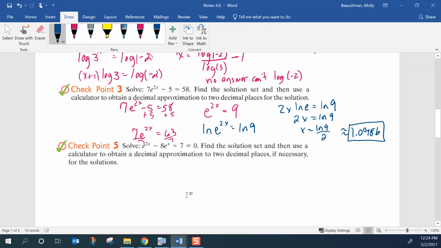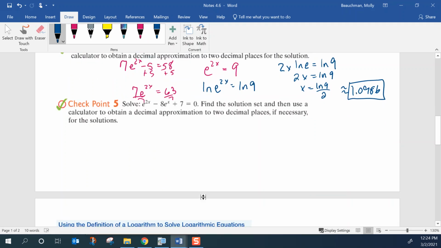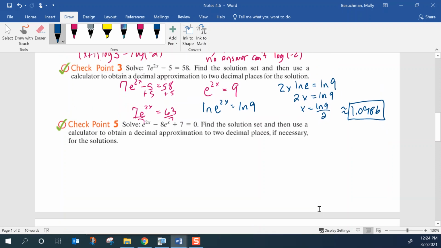All right, last example. This is quadratic in form, so you'll run into this a lot in calculus. We're going to solve e to the power of 2x minus 8e to the x plus 7 is equal to 0. Notice this looks a lot like x squared minus 8x plus 7. So this is a quadratic, and we can actually factor it. So it's quadratic in form.